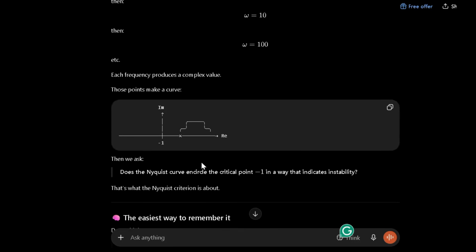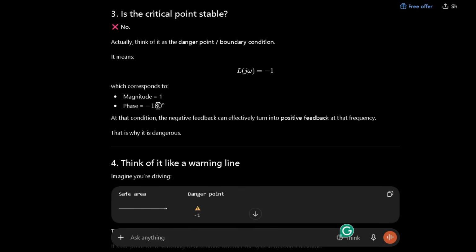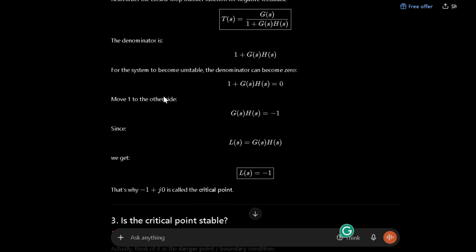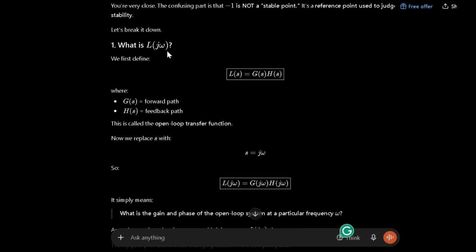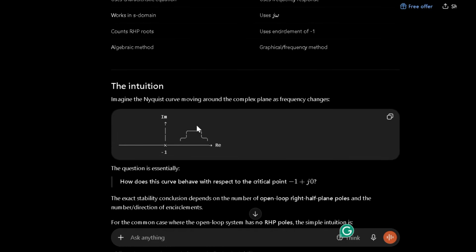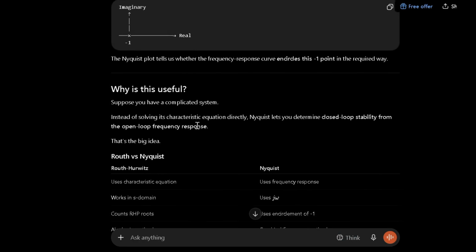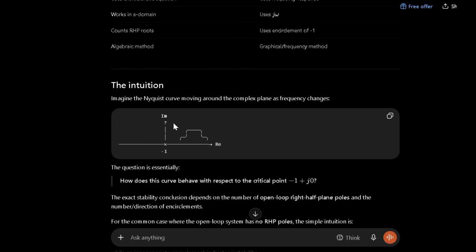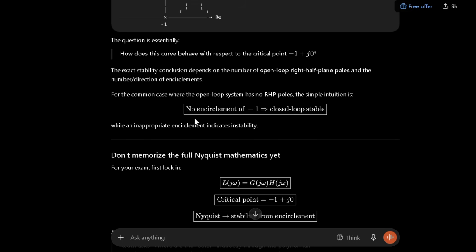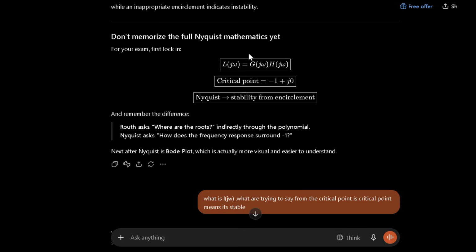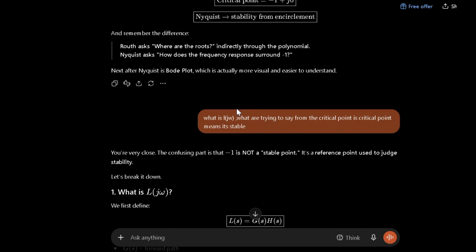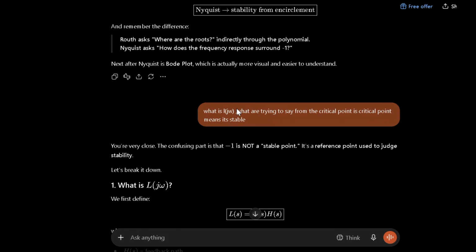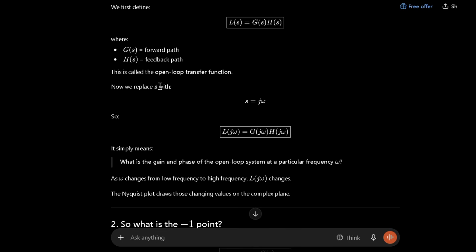Here we got asked the question, what is the critical point? It is minus one, between real and imaginary. If there is no encirclement of minus one, the closed loop is stable. The point is minus 1 plus j0. This is the forward path, and this is the feedback path. If you read control systems, you will know what forward path and feedback path are.